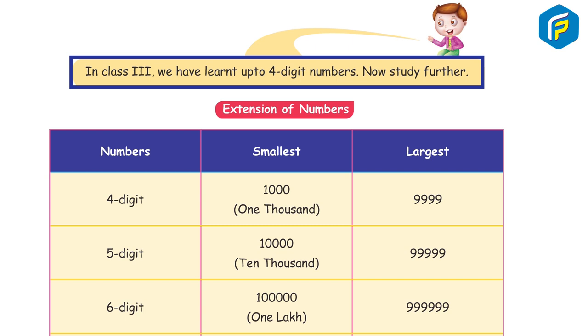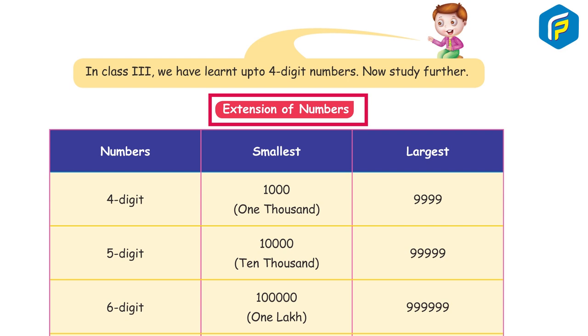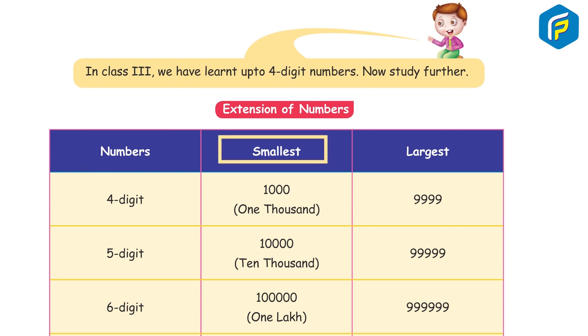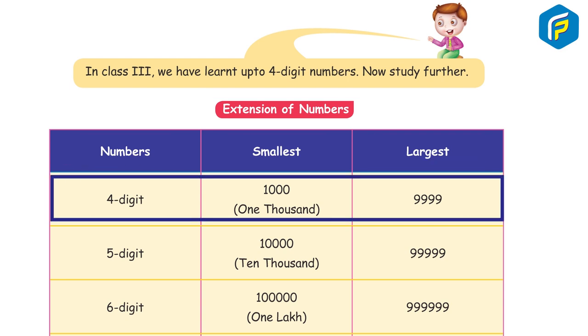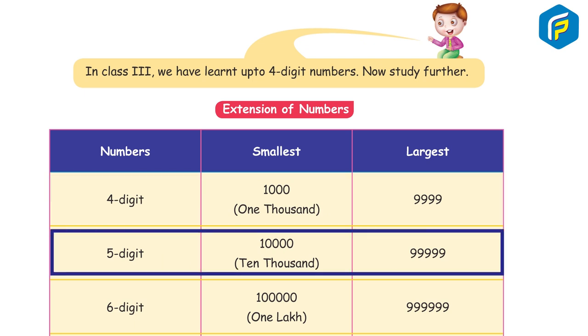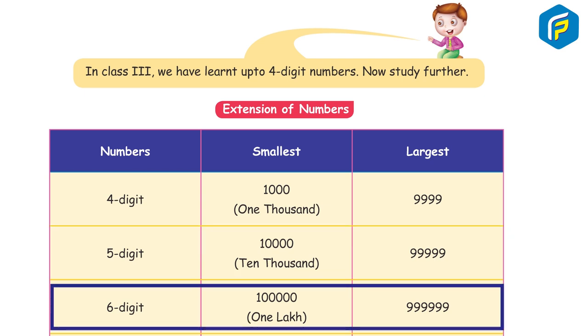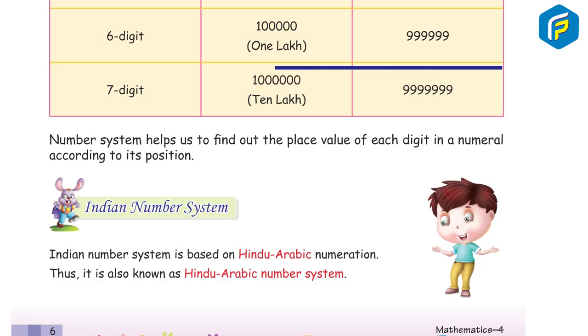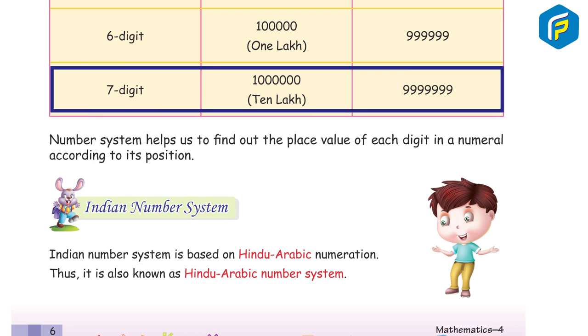Now study further. Extension of numbers. Number, smallest, largest. 4-digit, 1000, 9999. 5-digit, 10,000, 99,999. 6-digit, 1 lakh, 9 lakh 99,999. 7-digit, 10 lakh, 99 lakh 99,999.